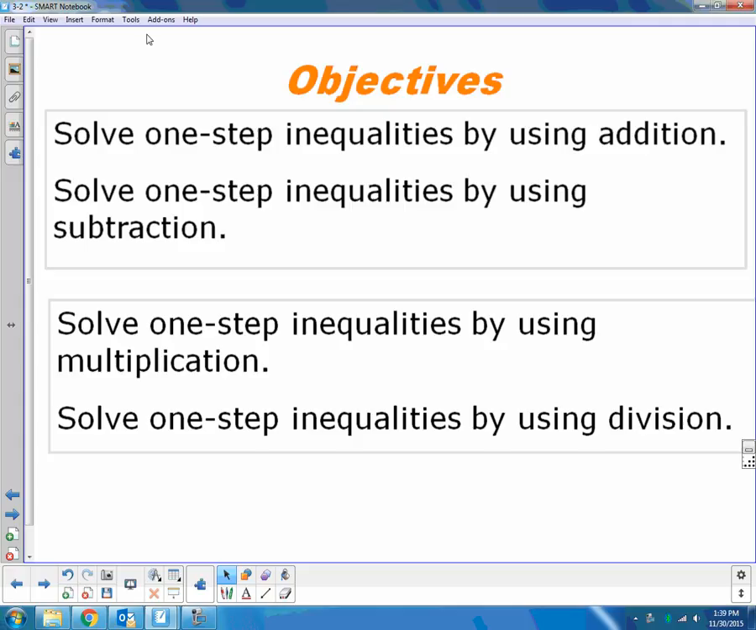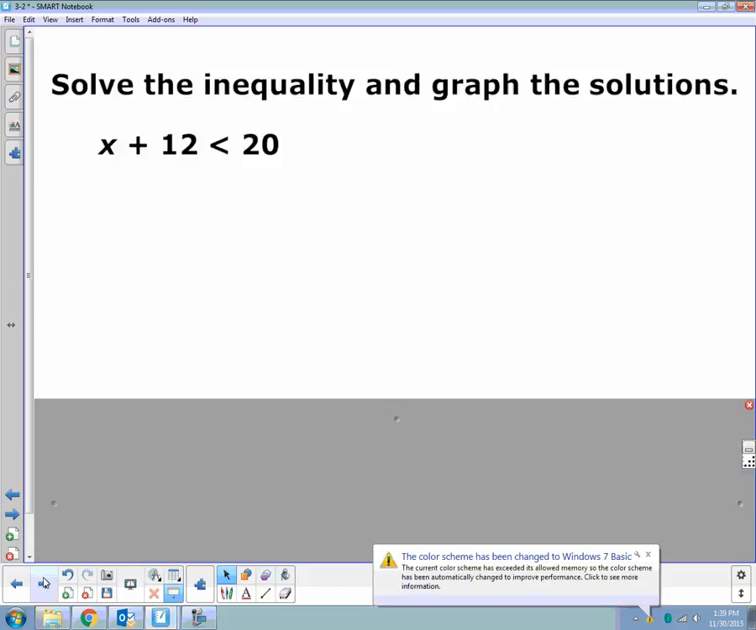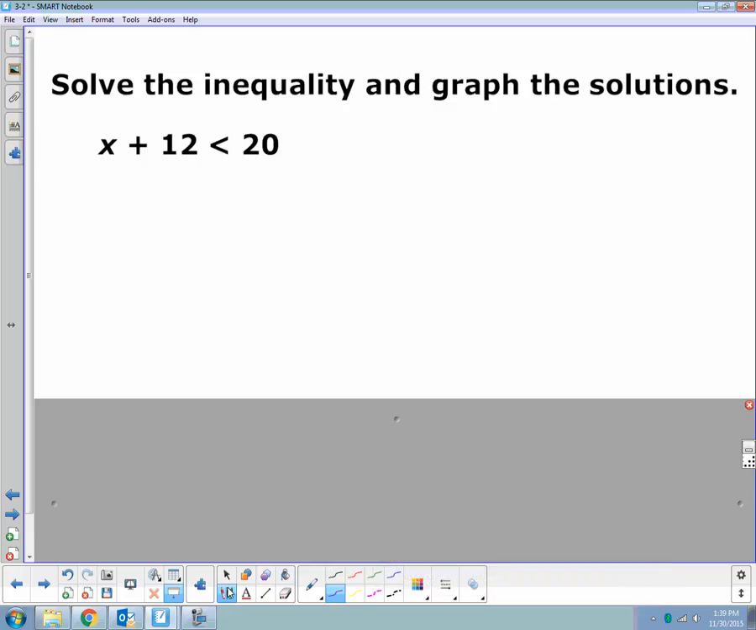So you've done lots of one-step problems in the past. In 6th grade, you did it. Almost all of 6th grade was one-step problems. And so it's still the same idea, except now we have an inequality instead of an equal sign. An example would be x plus 12 is less than 20. If we're solving this, we solve it in the same way as if it was an equal sign. So you can almost pretend, don't actually write that, but you can pretend it's an equal sign.